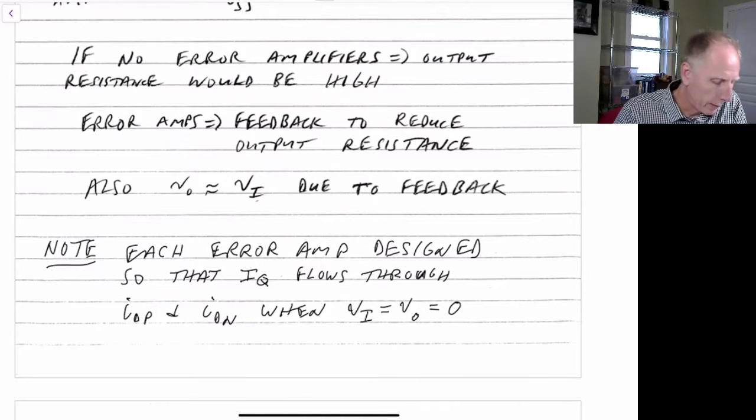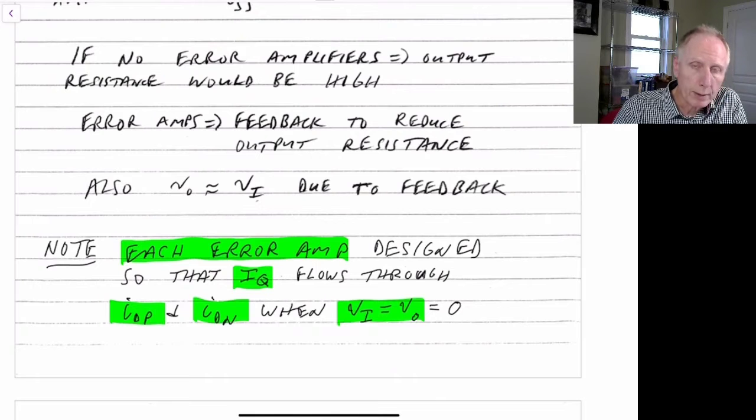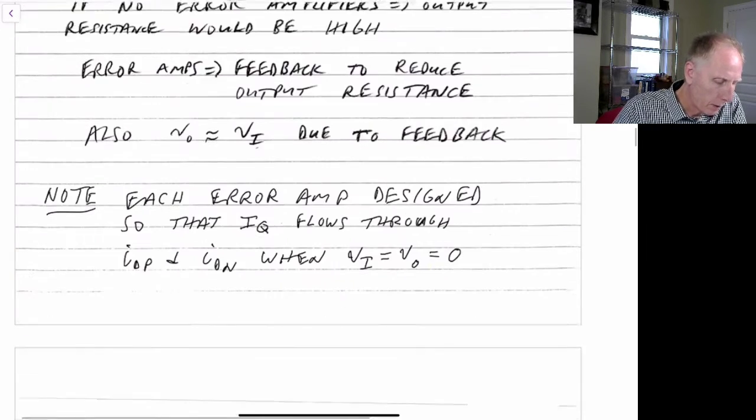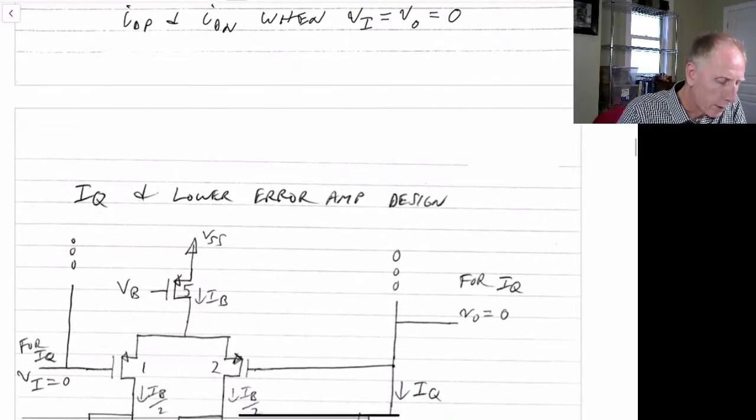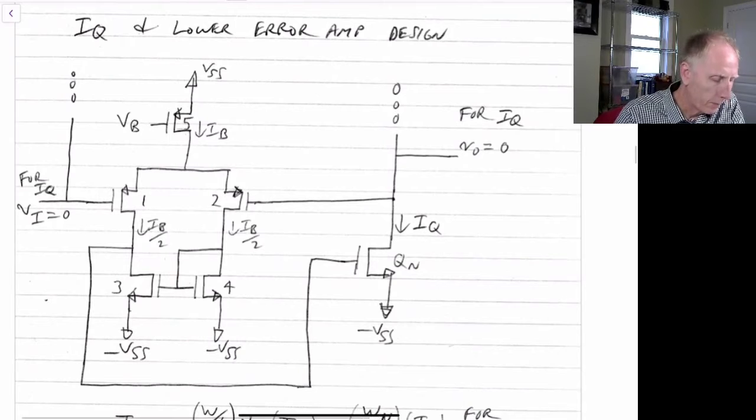So the challenge now is we need to design each error amplifier so that the bias current IQ will flow through the power transistors, which are IDP and IDN, when the output voltage equals the input voltage, which is equal to 0. So it turns out that we need to design these amplifiers separately. So we can't use a single amplifier, we actually use 2 amplifiers.